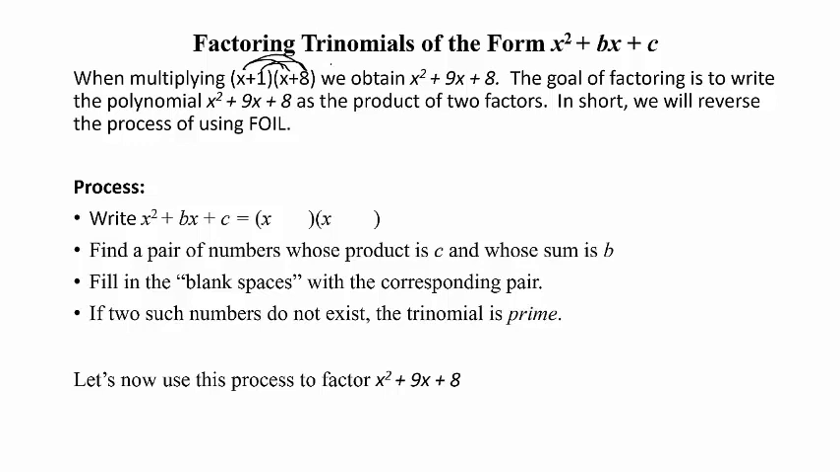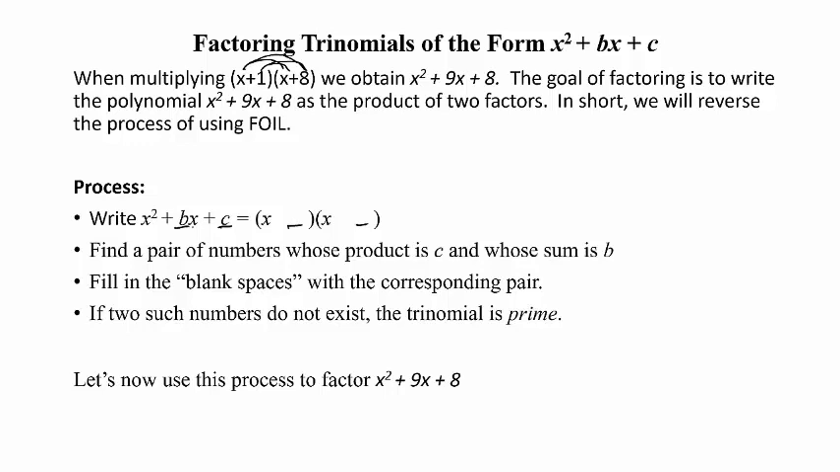So when you factor, we're writing x squared plus bx plus c as x plus or minus something times x plus or minus something, right? It kind of depends on what the sign on b and c is as to whether we have a plus or minus and in which category. But we know that x times x is x squared. It's a matter of finding those two additional numbers. So the goal is to find a pair of numbers whose product is c and whose sum is b. That's what we need to fill in those blank spaces with a corresponding pair.